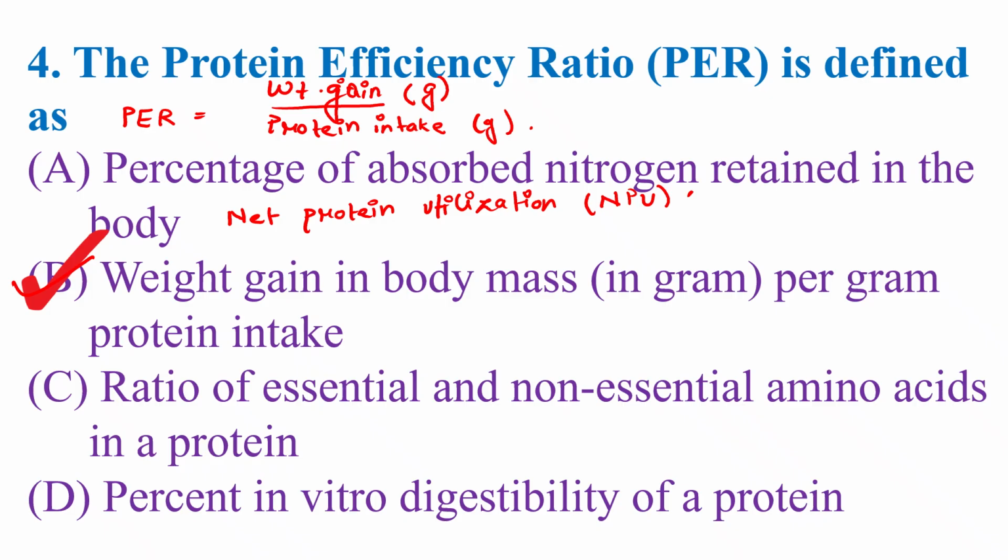And option number C, that is ratio of essential and non-essential amino acids in the protein, basically refers to the amino acid composition, not the protein efficiency ratio. And option number D describes the protein digestibility, that is in vitro digestibility of a protein. So over here my correct option is option number B.